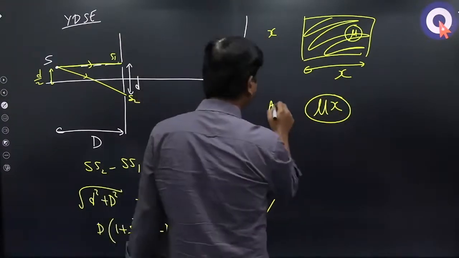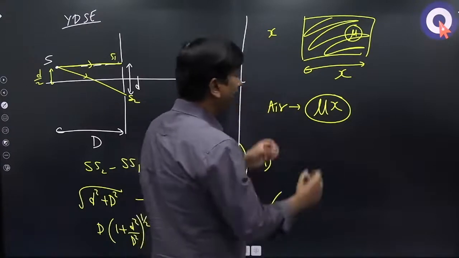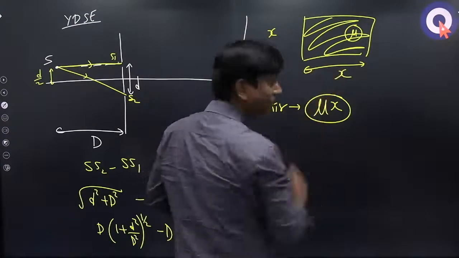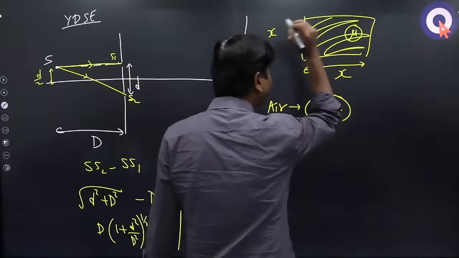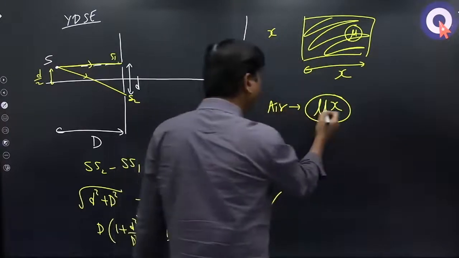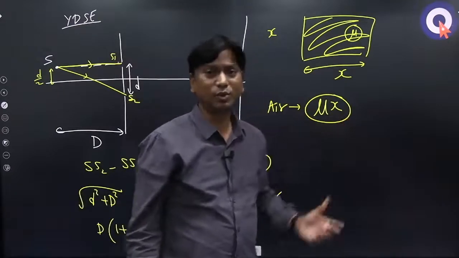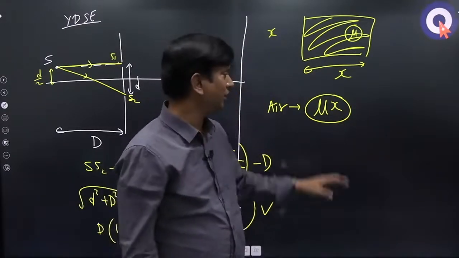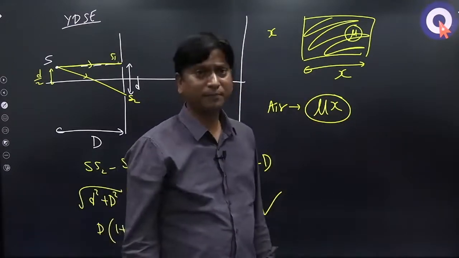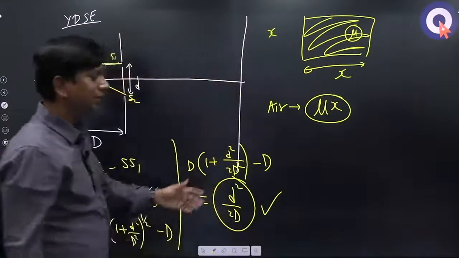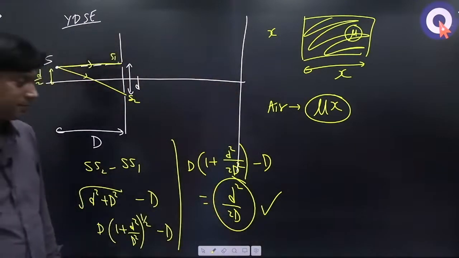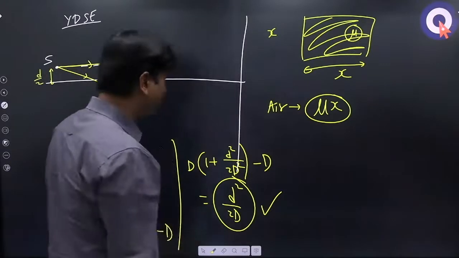That means a distance of x in a medium of refractive index nu is equivalent to nu times x in air. Most of you know this. We are going to use this property, and also the previous one, in the coming numericals. So we'll start the numericals one by one.